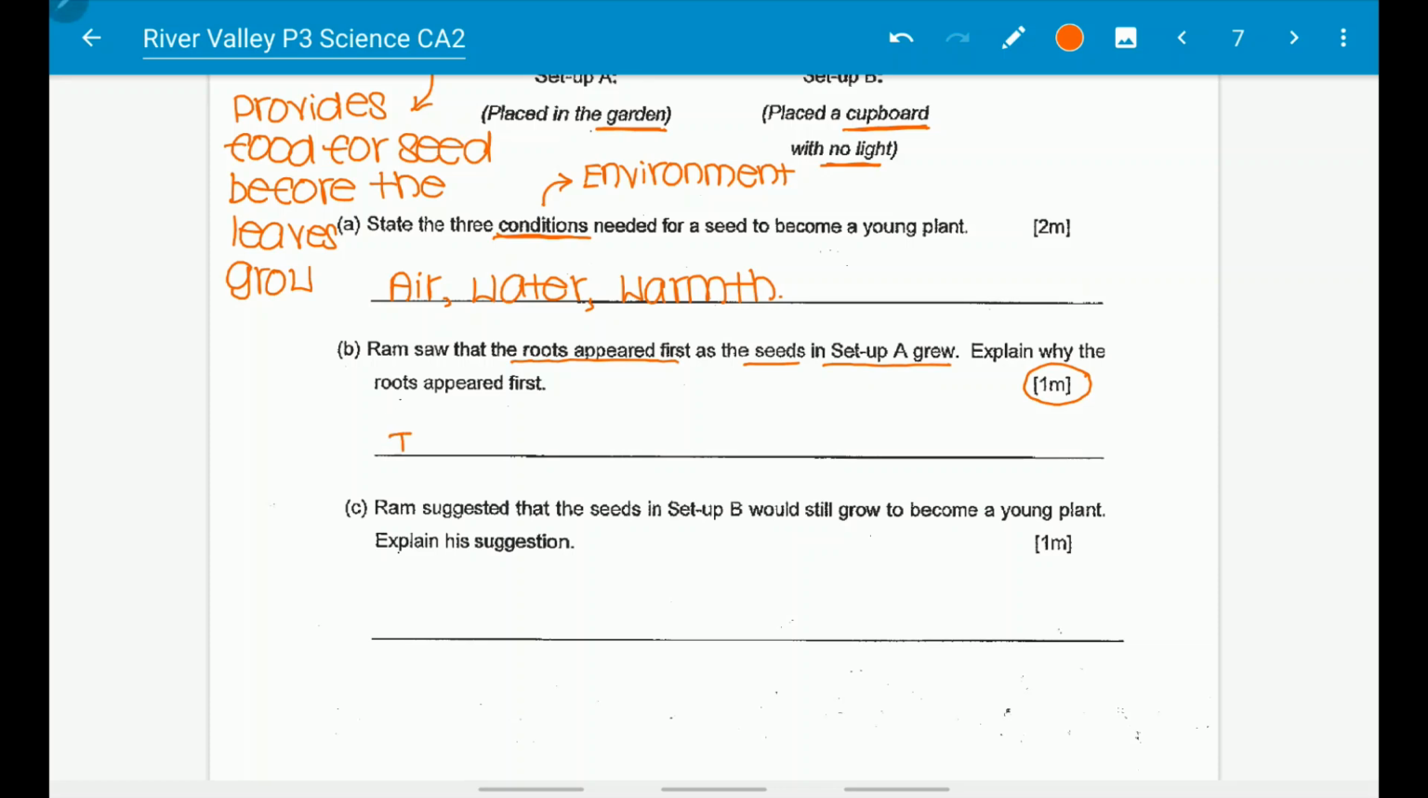The roots absorb water for the seeds. Okay, but then we still have to ask ourselves the question, so what? Okay, so what if the roots absorb water? Why does it need to grow then? Is water something that the plant needs? Yes, right? So we have to add that in. So the roots absorb water for the seeds, which the seeds need to survive.